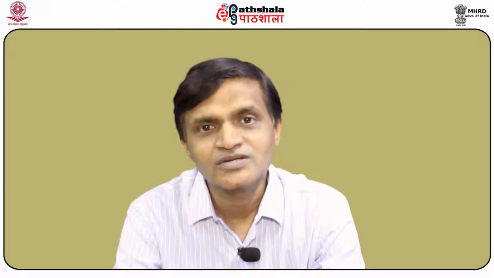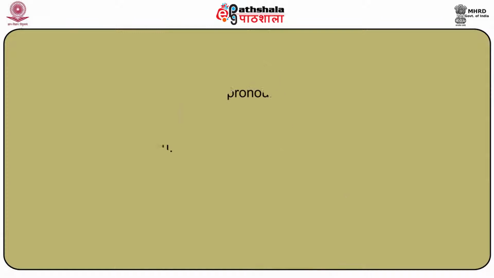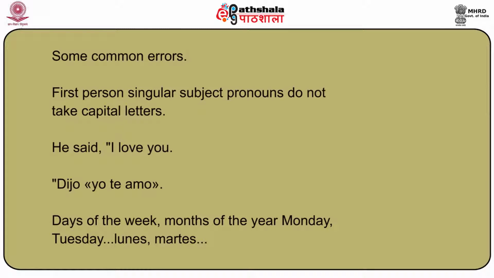Now, let us talk about the common errors or the falsos amigos which we had talked about in the previous module. So, the first one that we are going to be talking about of the falsos amigos is that first person singular subject pronouns do not take capital letters. For example, he said, I love you would be translated as dijo yo te amo. So, yo, the singular subject pronoun, does not take the capital. It is dijo yo te amo.